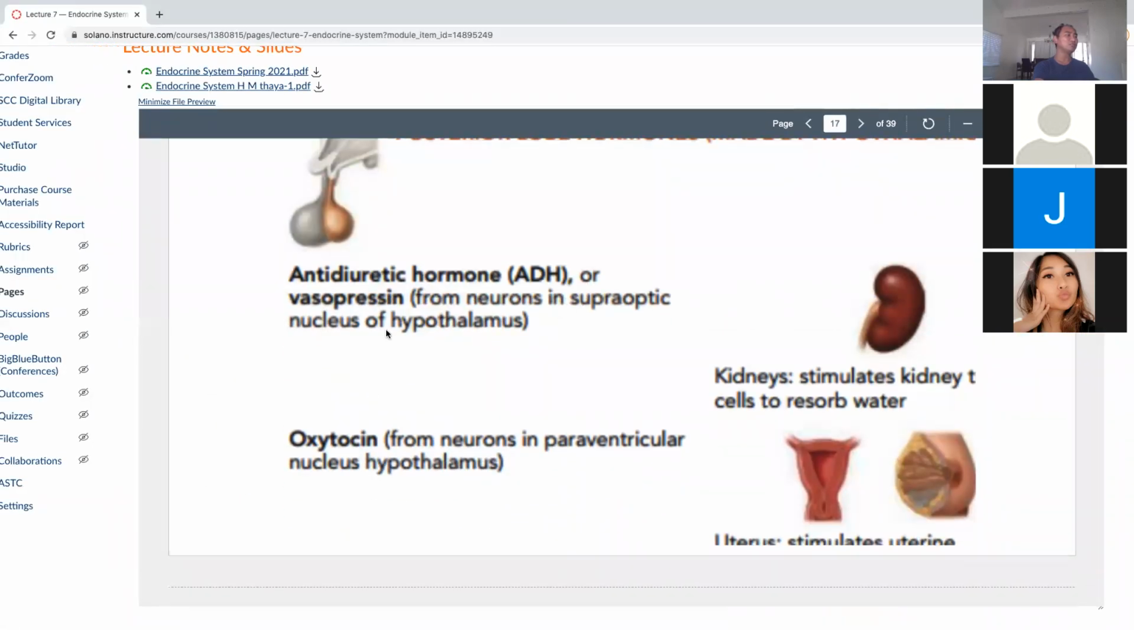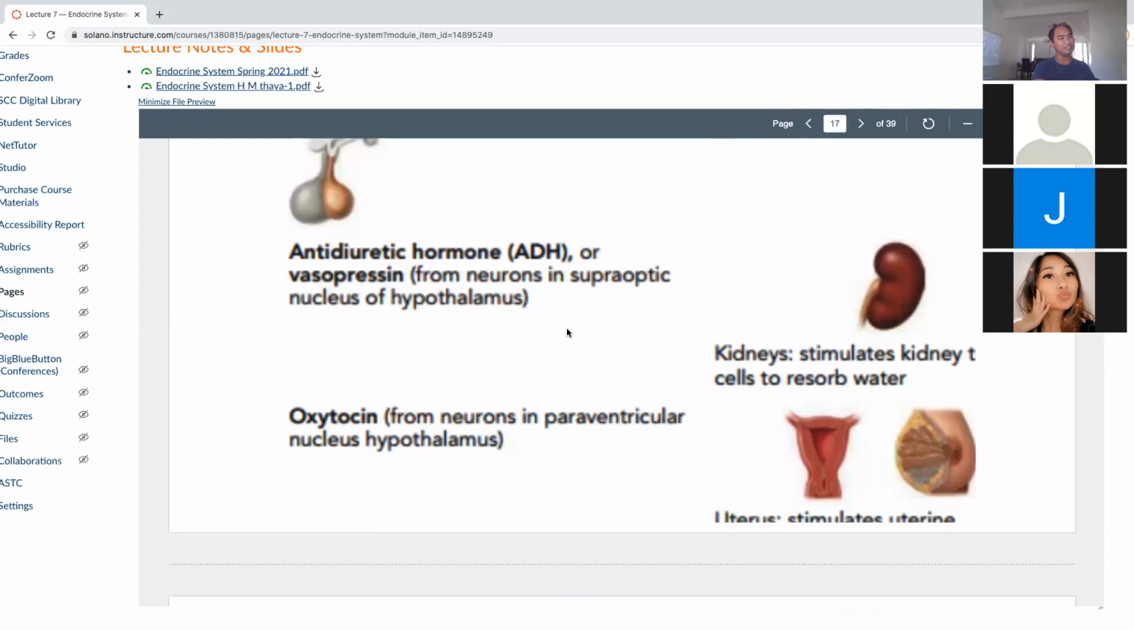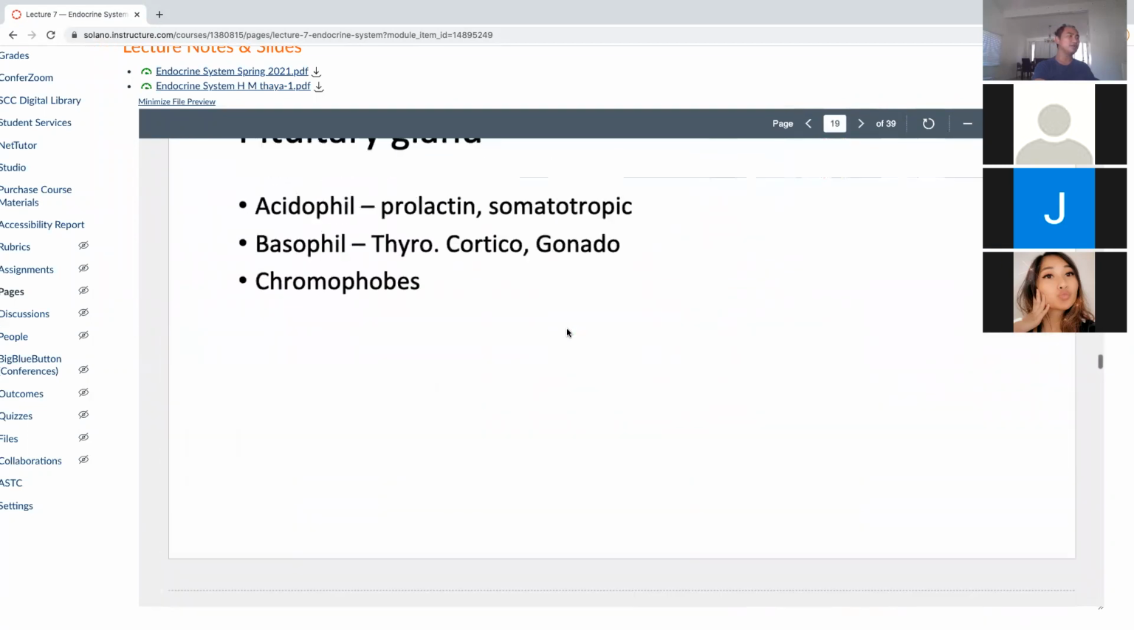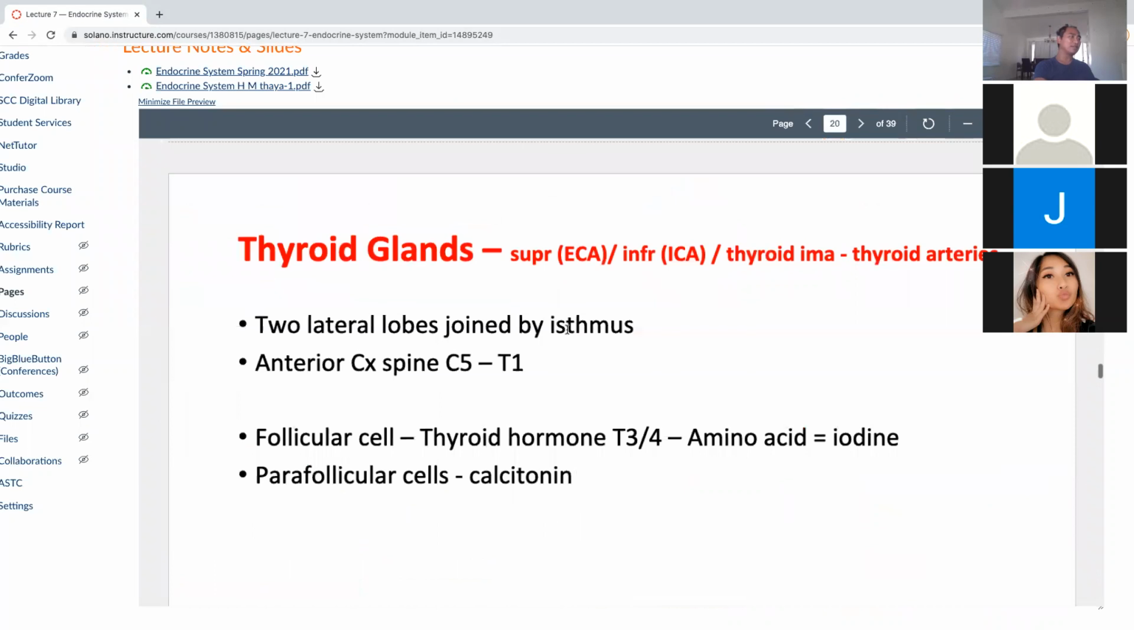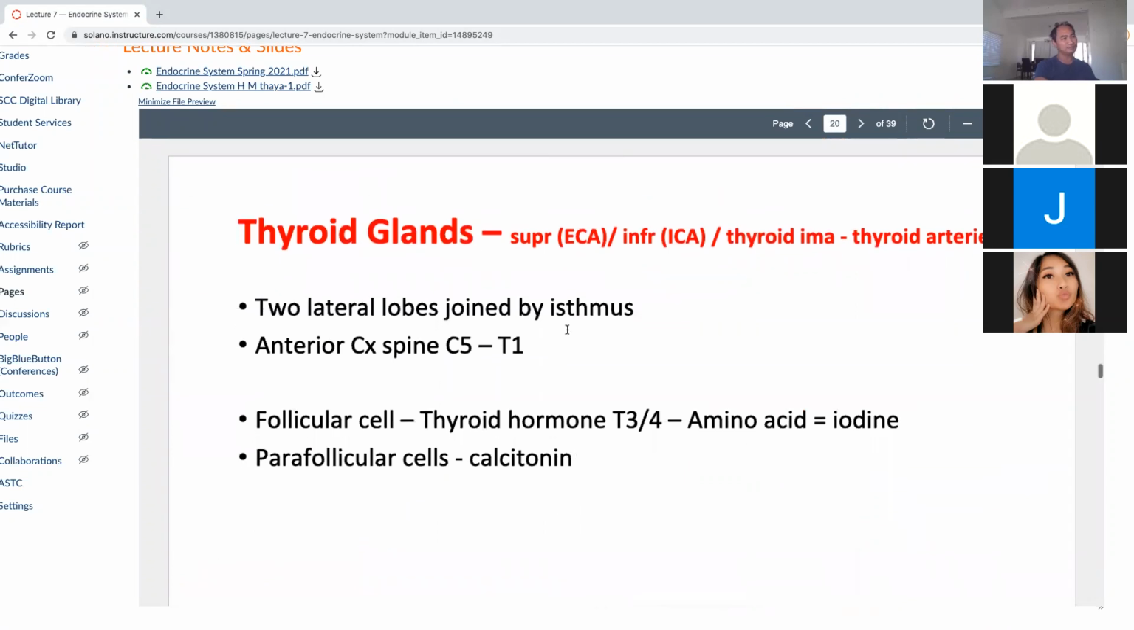Posterior pituitary hormone, oxytocin, and the ADH. So yes, thyroid, pituitary, thyroid gland. We have one right lobe and left lobe connected to each other in the middle with the isthmus portion of the thyroid. And in the thyroid gland, we have follicular cell and parafollicular cell. Follicular cell will make thyroid hormone, and parafollicular cell will secrete calcitonin.